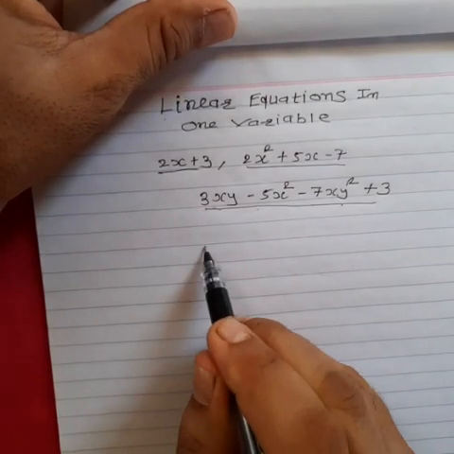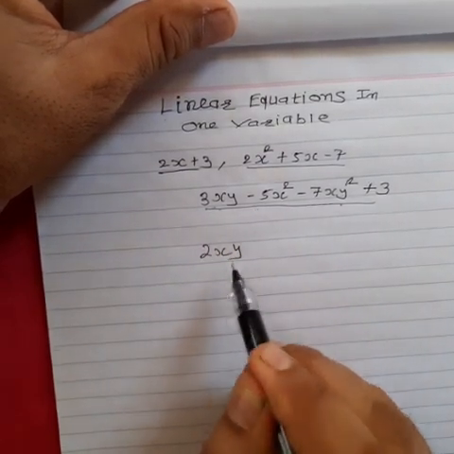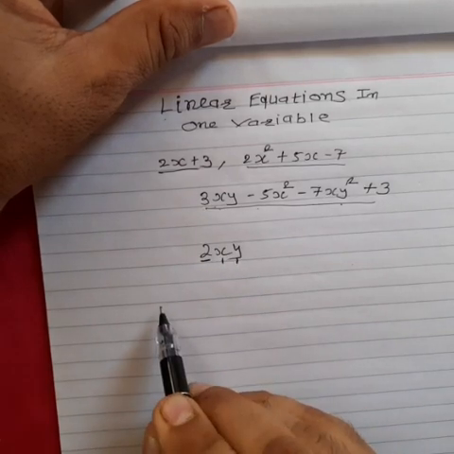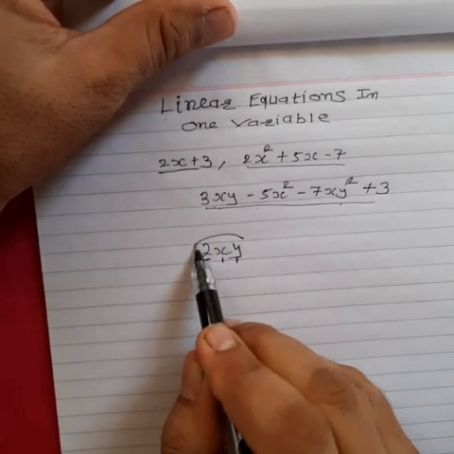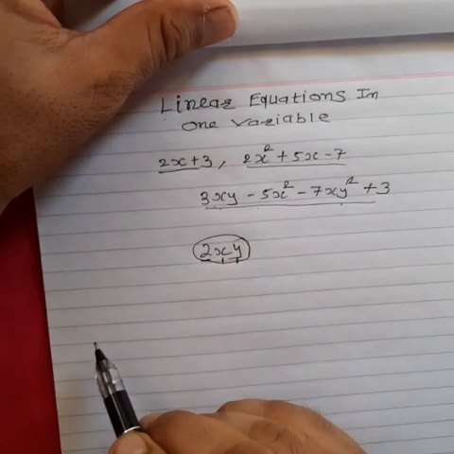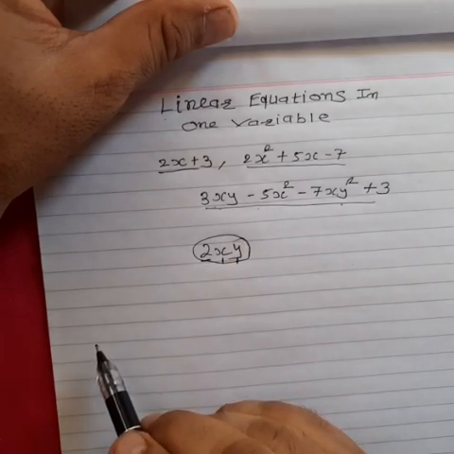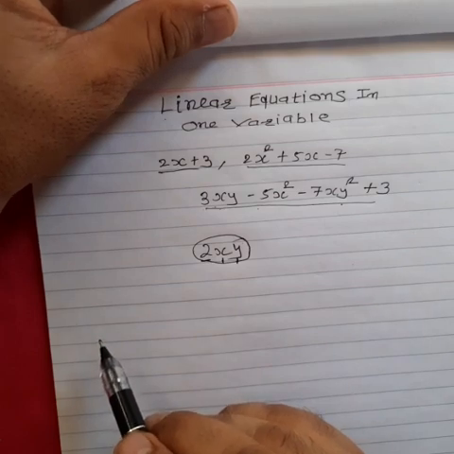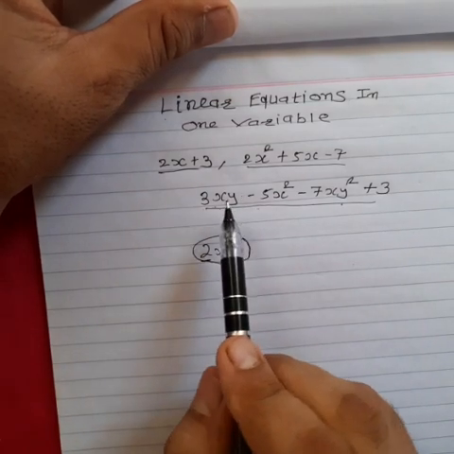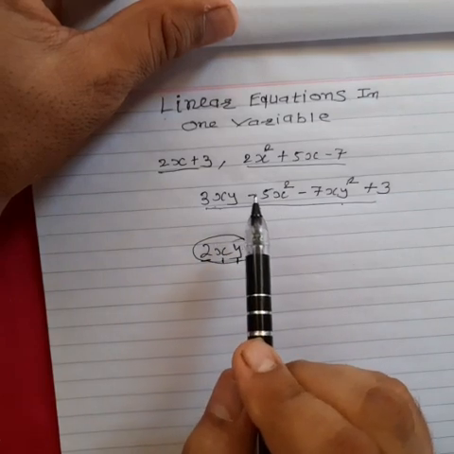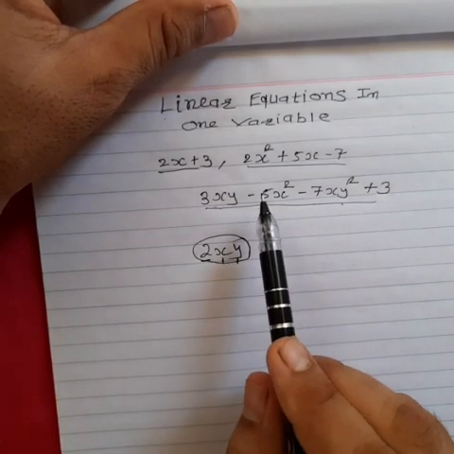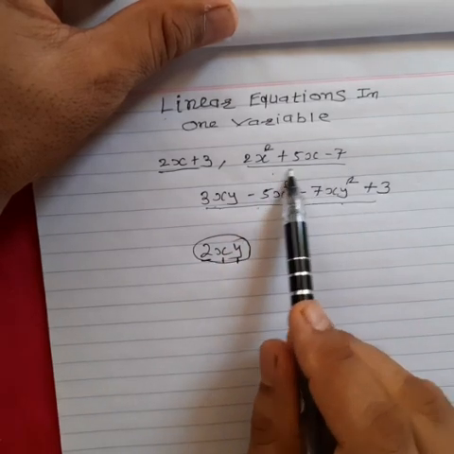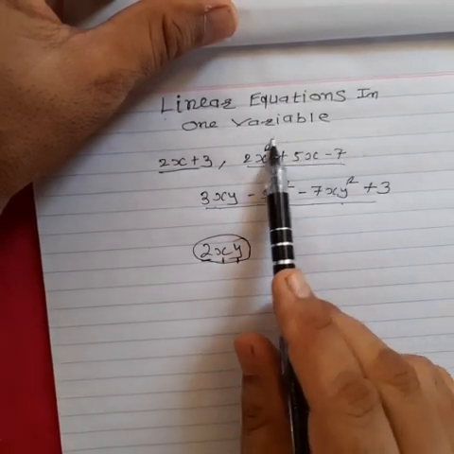Suppose I write 2xy, then 2 is a known value and x and y are the variables. So the product of known and unknown forms a term, and all these terms associate with each other by addition or subtraction.